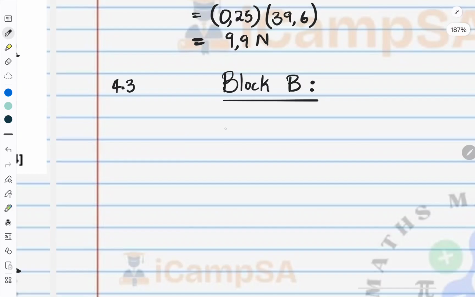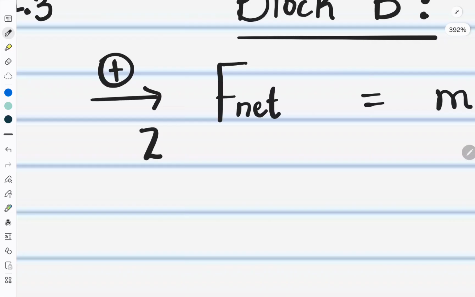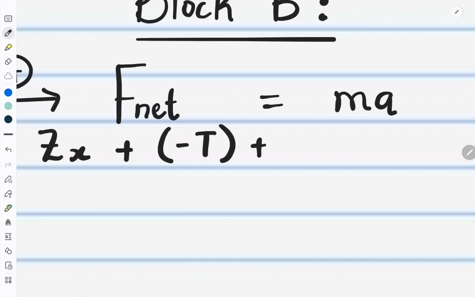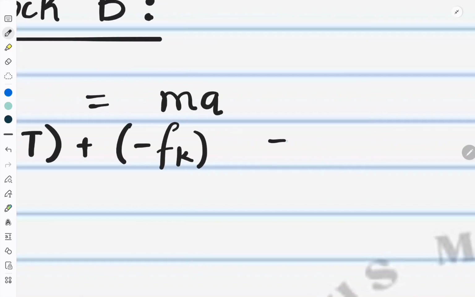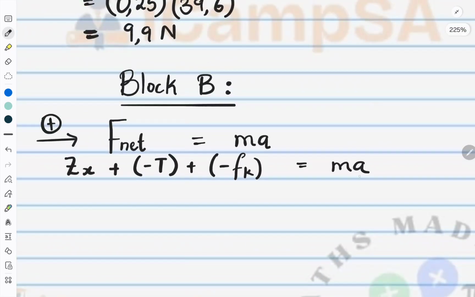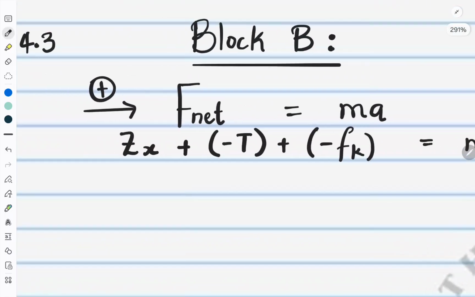I'm choosing right as positive still. And then all horizontal forces, I have Zx, it's positive, plus my tension will be negative, plus my friction will definitely be negative as well. And all of this is equals to MA. Oh, I forgot we don't have A, so it doesn't matter which block we start with. Sorry about that. Anyways, let's continue using this one.